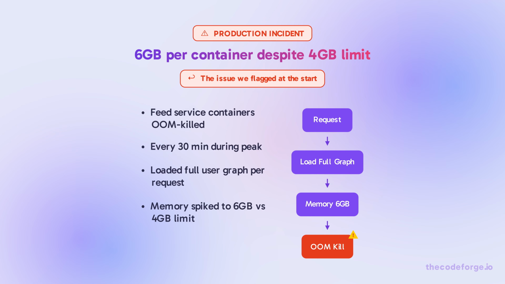Each feed generation request loaded the entire user graph, followers, followees, into memory. With 10K concurrent requests, memory spiked to 6 GB per container despite a 4 GB limit. The containers were OOM-Killed every 30 minutes.